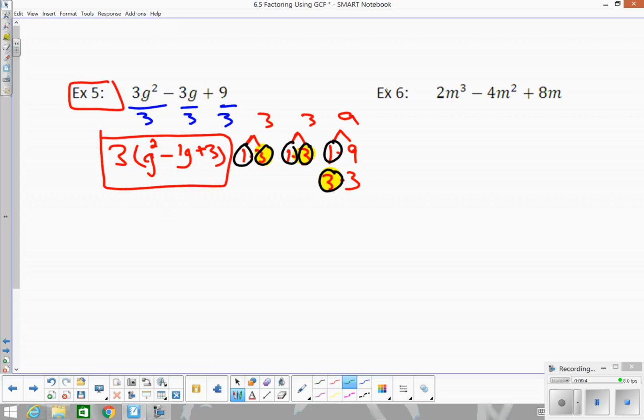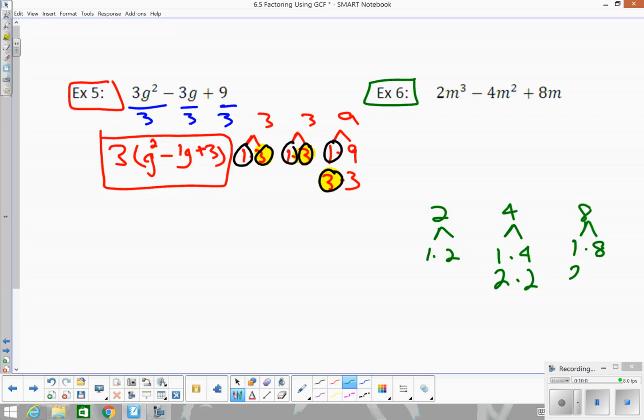Okay, so example 6 is going to be the last example we're going to go through. It's a trinomial. Looking at my coefficients right here, or my numbers, I have a 2, I have a 4, and I have an 8. Factors of 2, 1 times 2, factors of 4, 1 times 4, 2 times 2, factors of 8, 1 times 8, 2 times 4. Cool.